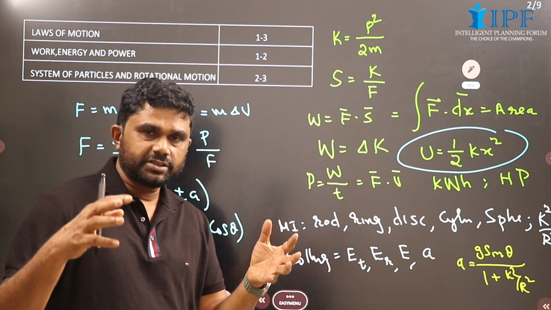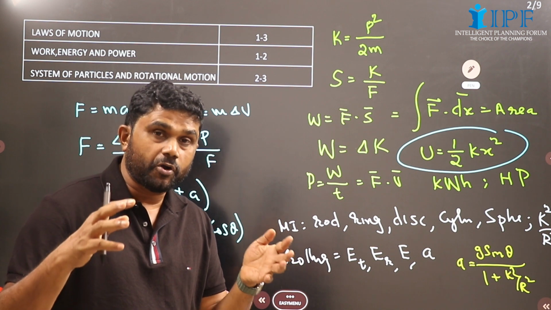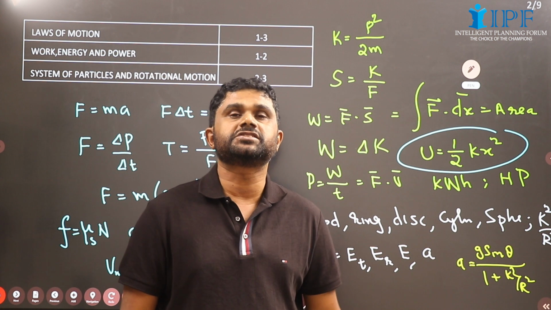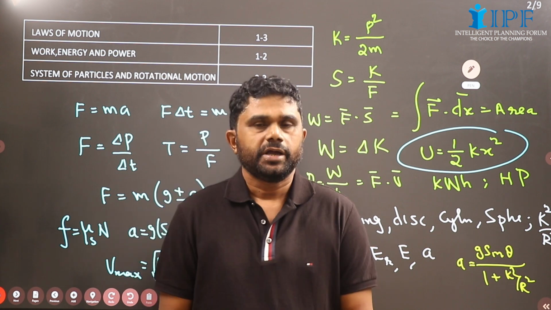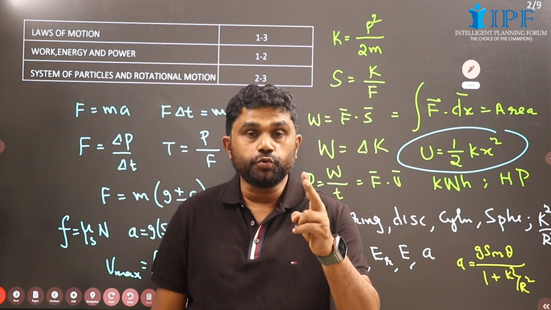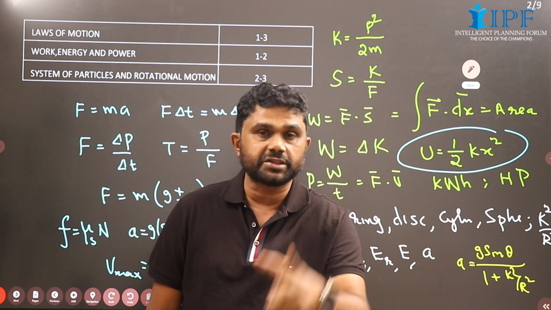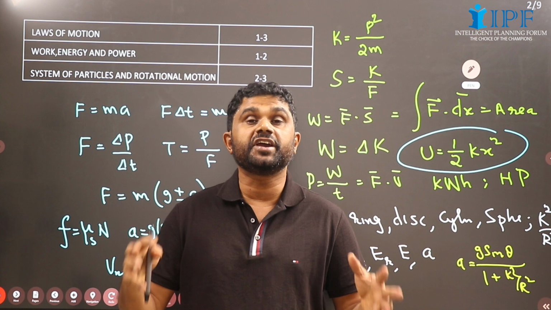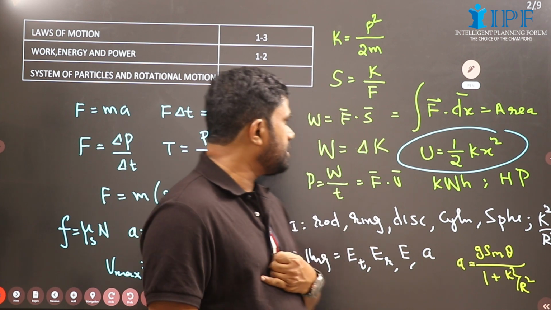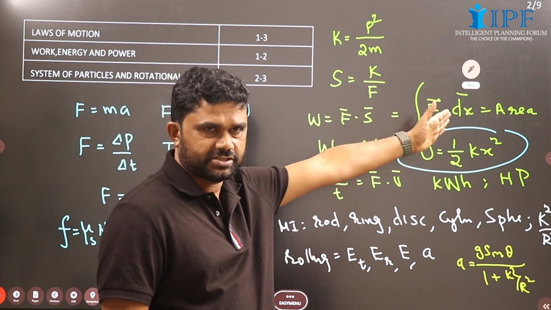And see, work done is the dot product of force and displacement only when the force is constant throughout the displacement. If the force is not constant throughout the displacement, there are two procedures, two methods to find the work done by a variable force. One is by integration, which means you will have to find the integral of F dot dx.